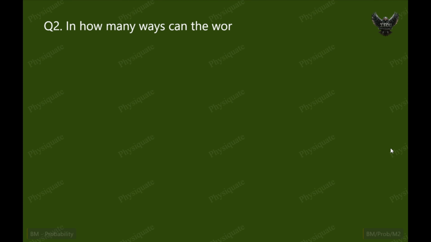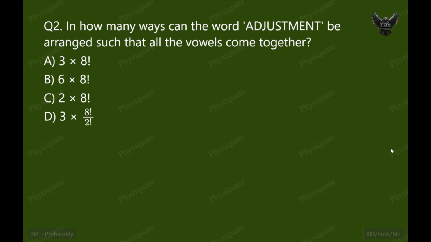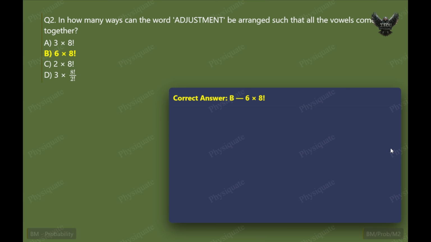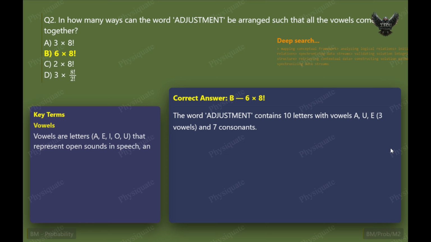Question 2. In how many ways can the word adjustment be arranged such that all the vowels come together? Correct answer is option B. The word adjustment contains 10 letters with vowels A, U, E, 3 vowels, and 7 consonants. Now let us consider vowels. Vowels are letters A, E, I, O, U, that represent open sounds in speech, and in combinatorics they are often grouped when a condition requires them to stay together.